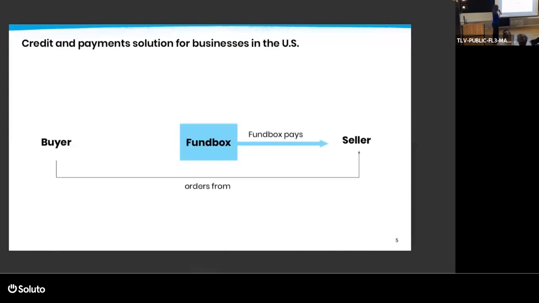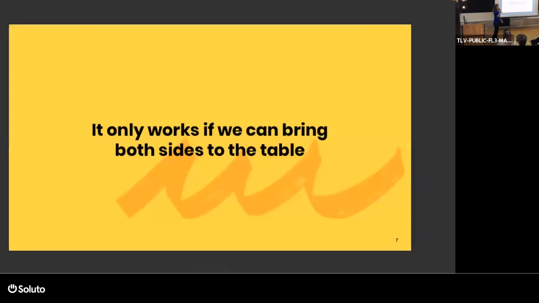Okay, so the seller wants to get paid, but the buyer can't necessarily pay until they go and sell the hats and turn a profit. So what happens is Fundbox pays for the seller, and later on the buyer will pay back Fundbox, and everybody's happy. The seller got their money up front, the buyer didn't have to put the money up front, and Fundbox obviously makes money on the transaction. But this only works if we can bring both sides to the table. Only if our voice resonates, only if our microcopy communicates with the buyers and the sellers will we offer any value, and will we succeed as a product.